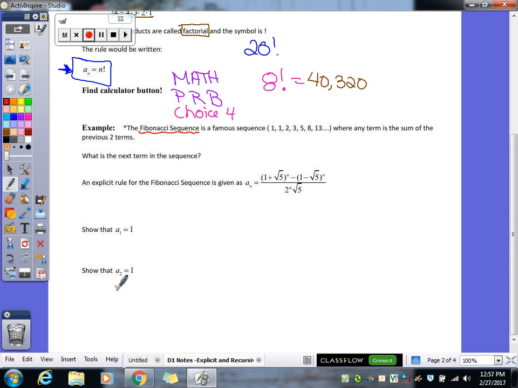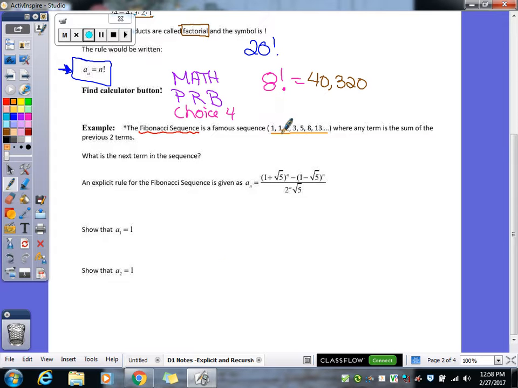So then we have a very special sequence called the Fibonacci sequence. Has anybody heard of the Fibonacci sequence? Yeah, it's a pretty cool sequence. So that's the sequence 1, 1, 2, 3, 5, 8, 13, which the way you keep figuring out the next terms of your sequence is you add the two terms before it.